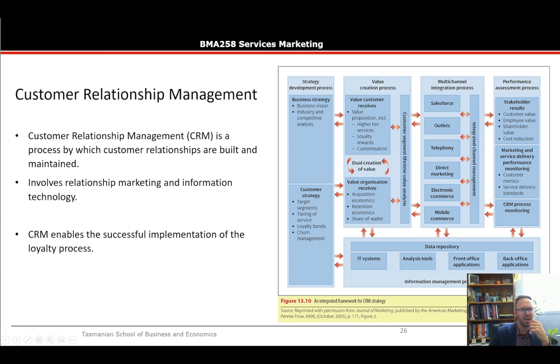All right, here we have customer relationship management, CRM, and effectively CRM is relationship marketing using technology. It's more than that, but that's a simple way to put it. So it's a process by which customer relationships are built and maintained. It involves relationship marketing and information technology. So information technology is like software. The IT guys are developing software programs to help us manage our customer relationships. And you might think, well, why would we need that?